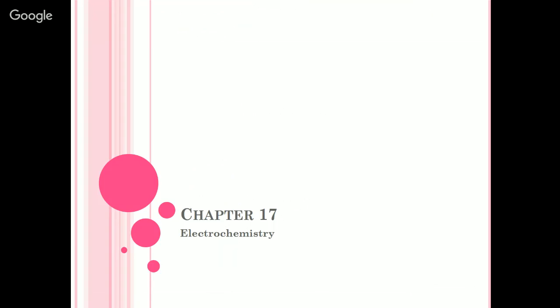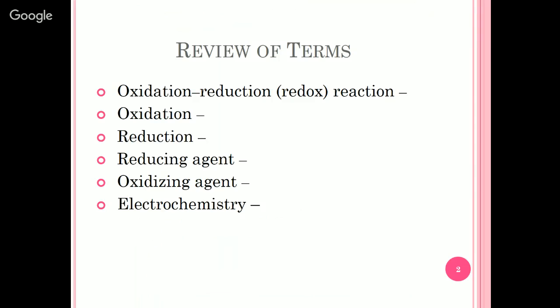Chapter 17, Electrochemistry. So let's just review our terms. So we have an oxidation-reduction reaction, or we just refer to it as redox. In these types of reactions, we are looking at a transfer of electrons. So electrons are flowing.